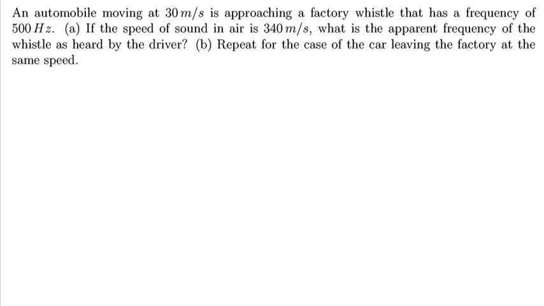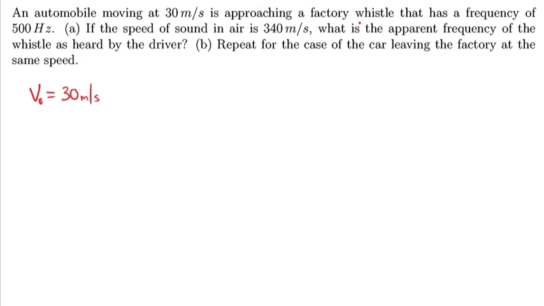An automobile moving with a speed of 30 meters per second is approaching a factory whistle that has a frequency of 500. So let's break it down just here. This automobile is the observer. So the driver of that car is the observer, moving with a speed of 30. So the speed of the observer is 30 meters per second.